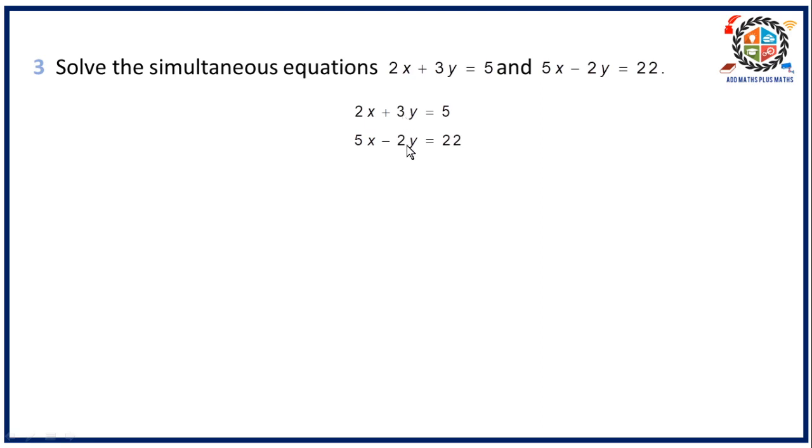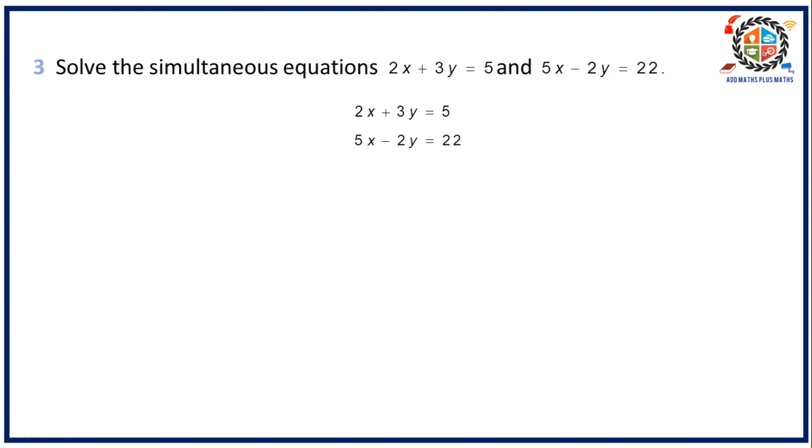So I need to find a way wherein either the x or the y can be the same. I can multiply the first equation by 5 and I can multiply the second equation by 2 so that I can make the numerical coefficient of the x the same.